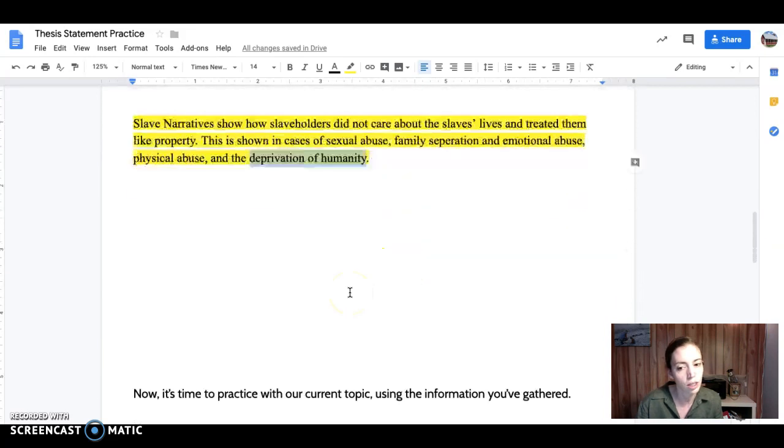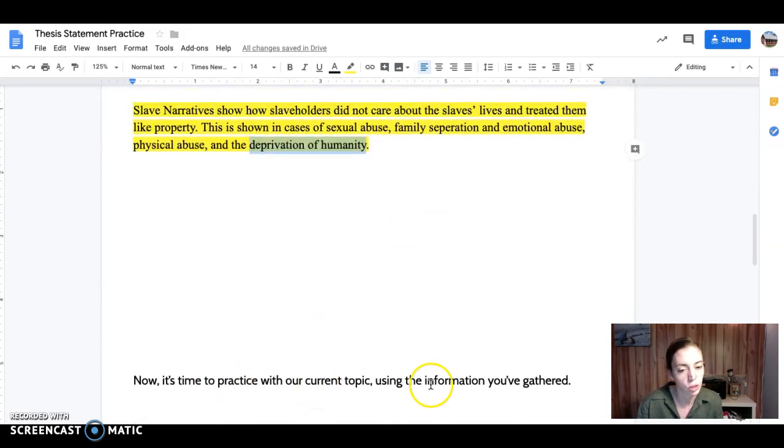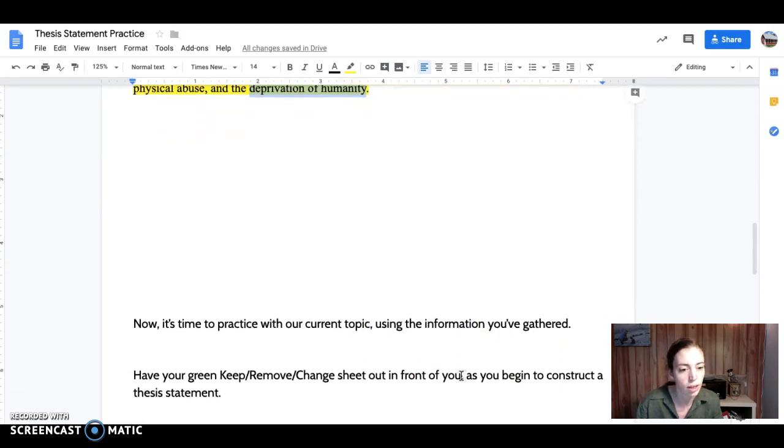So now let's get set to try. We're going to practice with our current topic using the information you've gathered. So you want to get your stuff out. Go ahead and have your green keep, remove, or change sheet out in front of you, that evidence grid that you guys worked with and that we did over the past couple of days, so that you have this information in front of you as you begin to construct your thesis statement. So I'm also going to go ahead and grab mine. Now mine is probably not as complete as yours because you guys did a lot more sources than I did, but here I've got it for 2. Okay, so here is my grid.